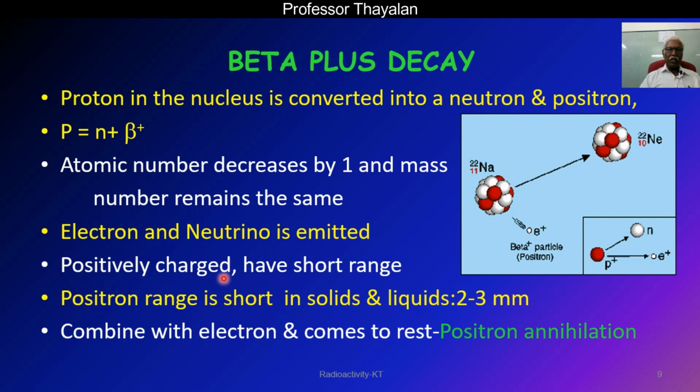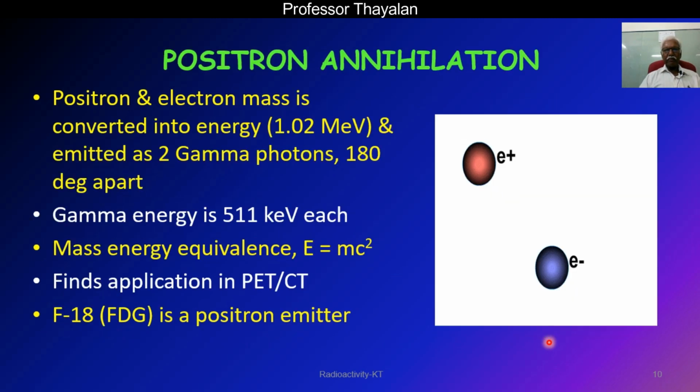It is positively charged and has short range. Its range in solids and liquids is 2 to 3 millimeters. A positron combines with an electron and comes to rest, which we call positron annihilation. So it's a very interesting topic.